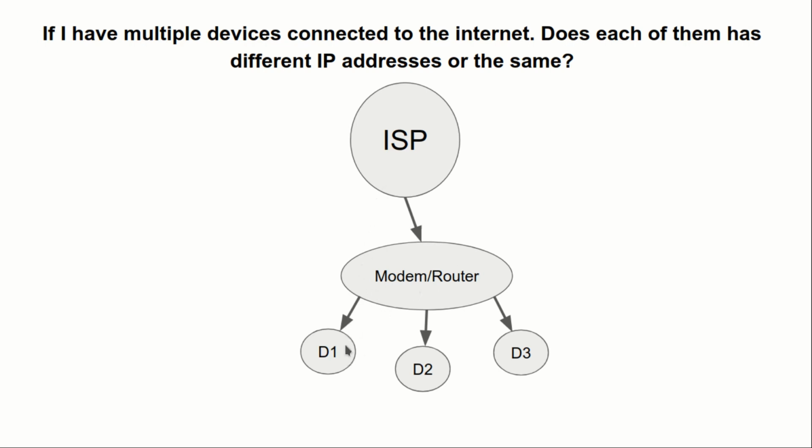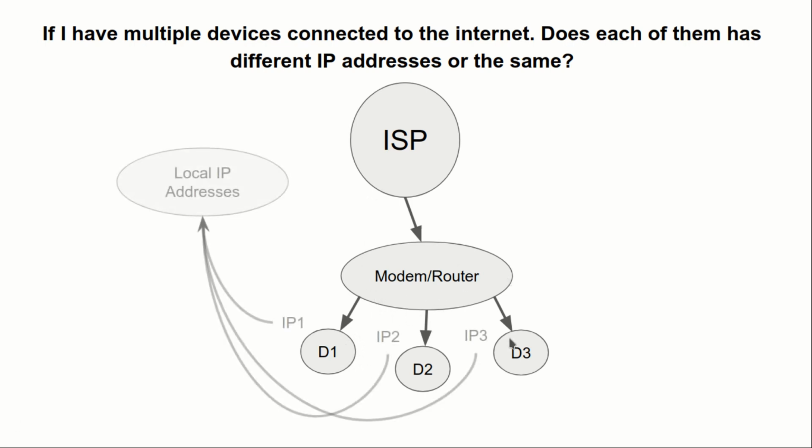Alright, so these devices will be assigned different IP addresses. Device 1 will be assigned IP address 1, device 2 will be assigned IP address 2, and device 3 will be assigned IP address 3. So these are the local IP addresses that will differentiate all the devices from each other. Device 1 will be different from device 2, and device 2 will be different from device 3 with the help of these local IP addresses.